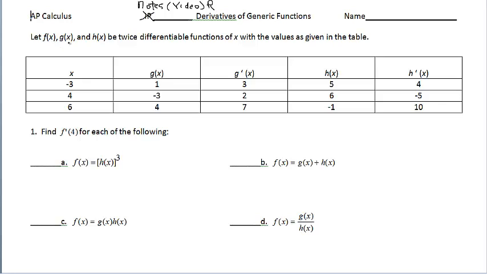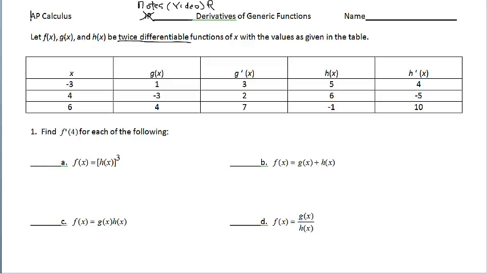Alright, so we have f, g, and h, and they're twice differentiable functions of x with the values as given in the table. This word might throw you off, both those words. All that means is that all three of these functions, f, g, and h, can be differentiated twice. So I can find the derivative of f, and then once I find f prime, I can find the next derivative, which we would indicate as f double prime. I can find g of x's derivative, it's differentiable, and then once I get g prime, I can find g double prime, the next derivative, and then the same thing for h.